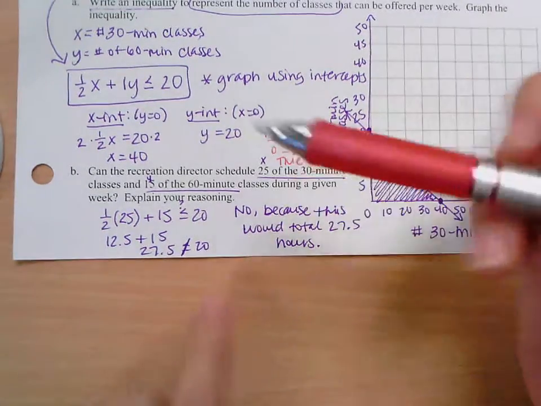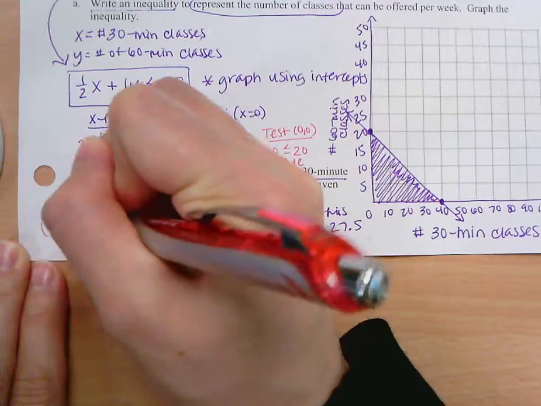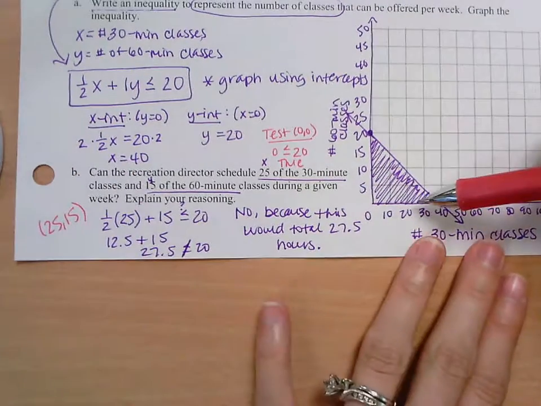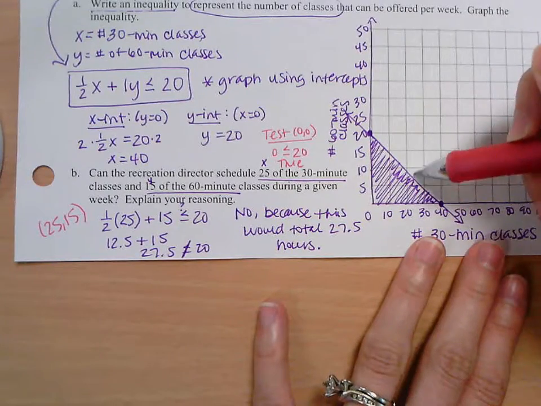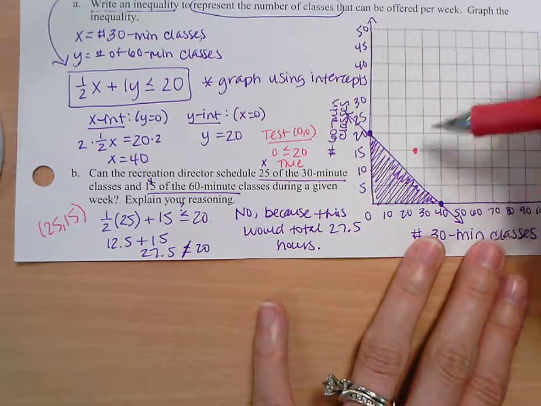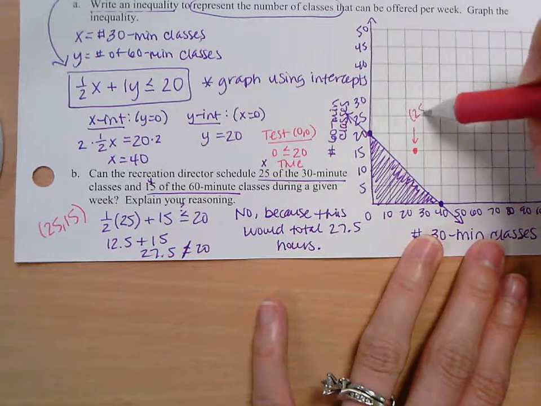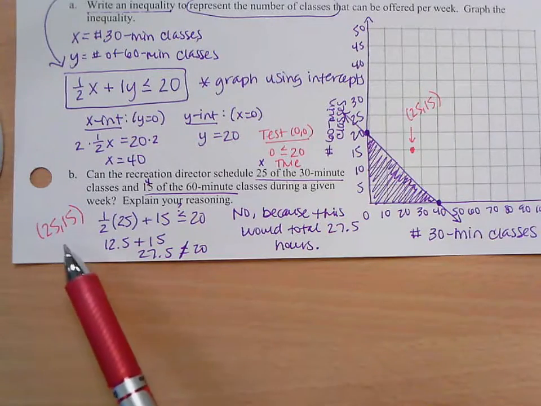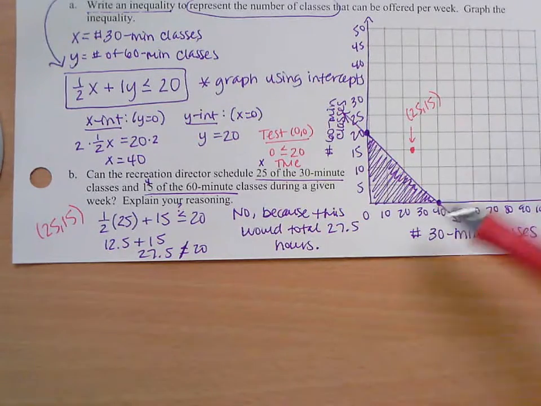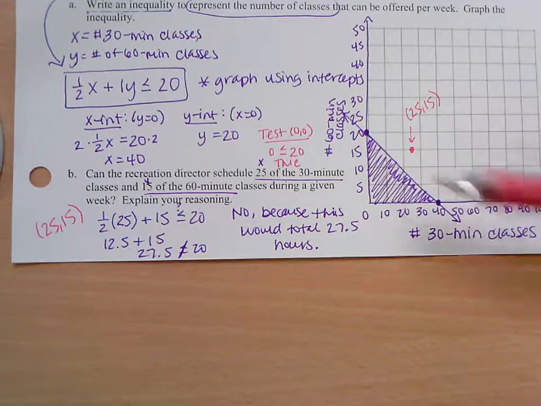Yes, so this would be the ordered pair (25, 15). If I plotted (25, 15), that is right here. It is not in the shaded region, meaning it is not a solution to that inequality. So you could also give another reason, since you have the graph: you could say no, because the ordered pair (25, 15) is not in the solution region of the graph.